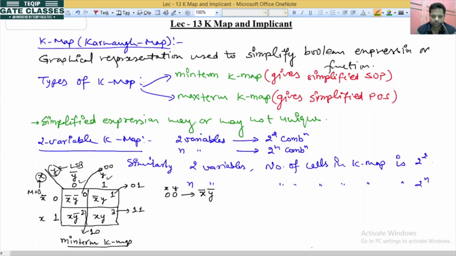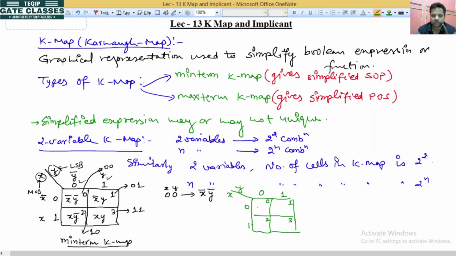Now move on to the max term K-map. We have the max term K-map here for two variables. If it is a two variable max term K-map, how many cells are there? 4 cells. MSB is represented here, LSB is here. So it will be 0 1 0 1 because of gray code. The values of the cells we already know: 0 1 2 3.